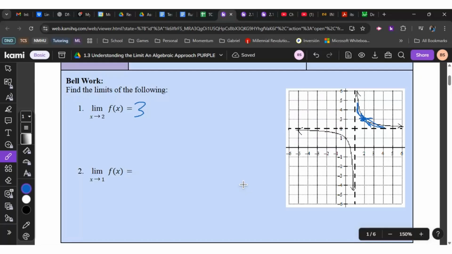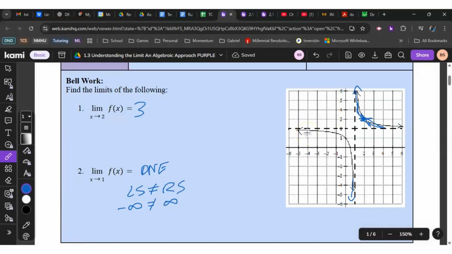The limit as x approaches 1, so now we're going to look at 1. 1 is this asymptote. What are we approaching from the left-hand side? Negative infinity. And from the right, positive infinity. If the left side and right side are different, what does that mean? Does not exist. Left side does not equal right side. If you want to be even more specific, you could say negative infinity does not equal infinity. Show that they're both not the same thing.